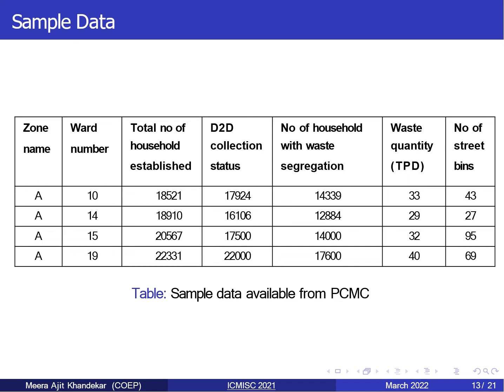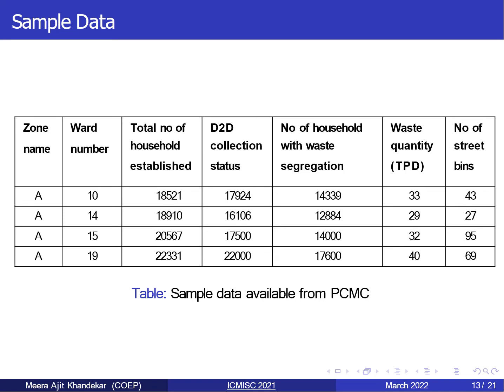For ward number 10, total 43 street bins have been provided. Ward number 14, which again comes under zone A, includes 18,910 households. Out of 18,910 households, for 16,106 households it is possible to collect the garbage. Out of 16,106, 12,884 households segregate the waste before deposit. Likewise, 29 tons per day waste is collected from ward number 14, which comes under zone A.